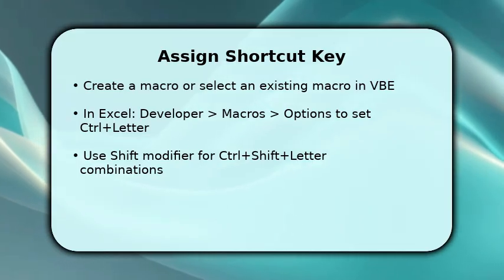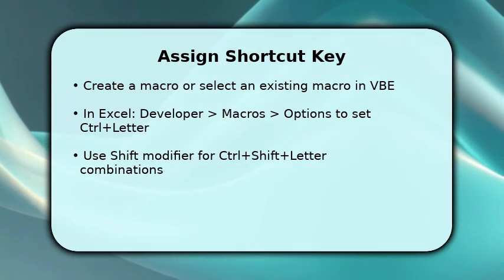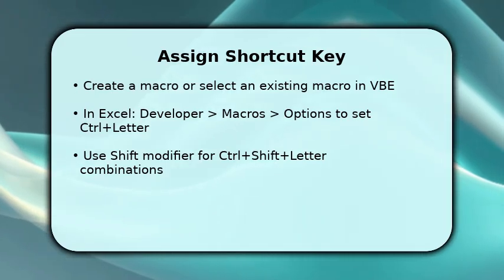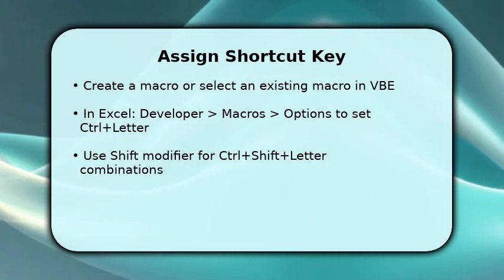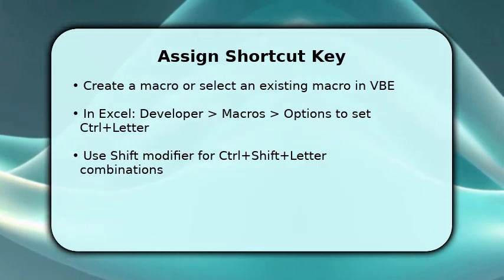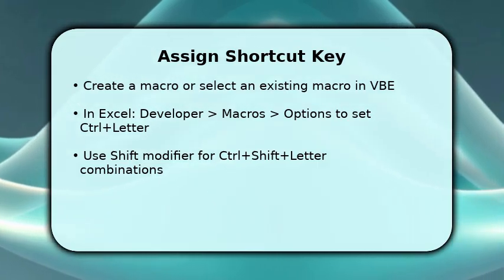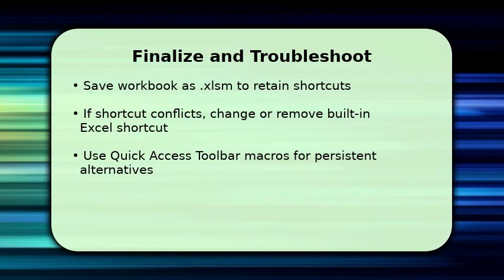Remember why? A macro shortcut automates repeated tasks so you save time and reduce errors. After assigning, test the shortcut immediately on sample data. To confirm, finish by saving the workbook as a macro-enabled file so your shortcut survives closing Excel. You save as and choose XLSM.